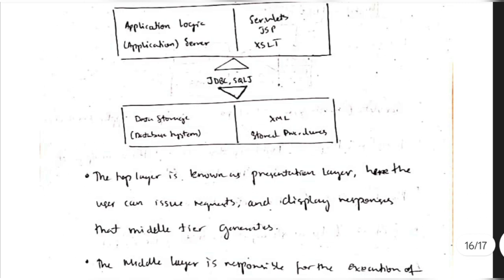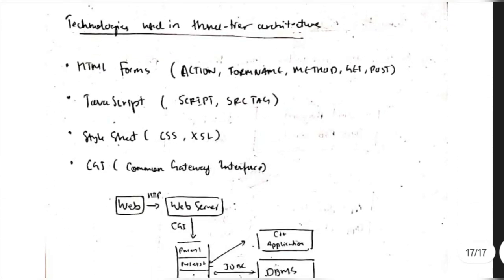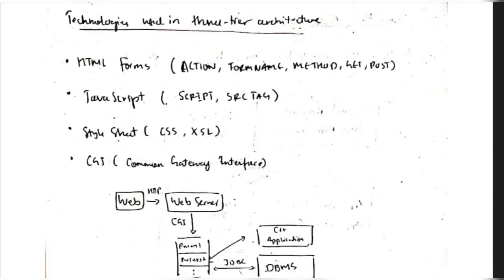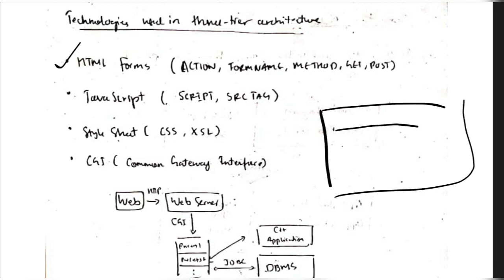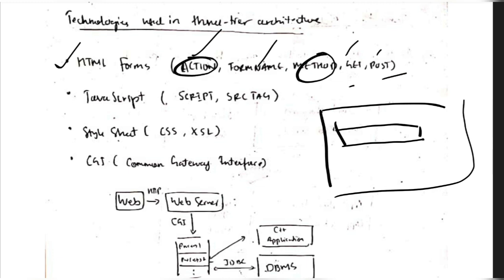Let's discuss the technologies used in the three-tier architecture. The first one is HTML forms. Whenever you open Google, you'll be seeing some results here, right? That is the HTML form. It has four main things: action, form name, get, and post. Method has two types: get and post. Action is what is to be performed, form name is the name of the form, and get and post are to get the data or store the data.